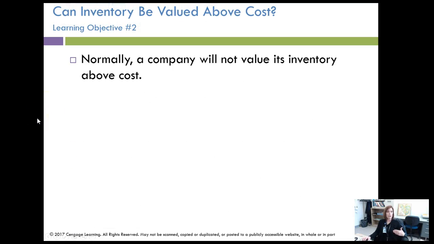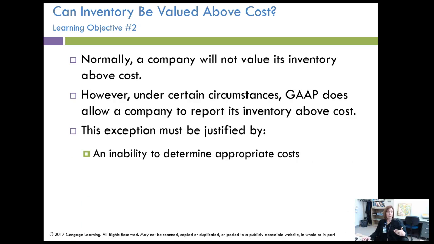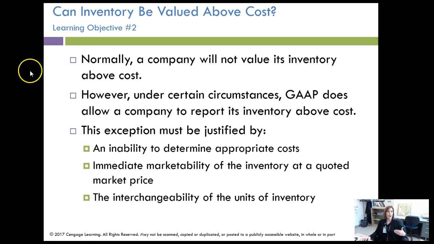Now, we will go on to the next video to look at valuing inventory above cost.